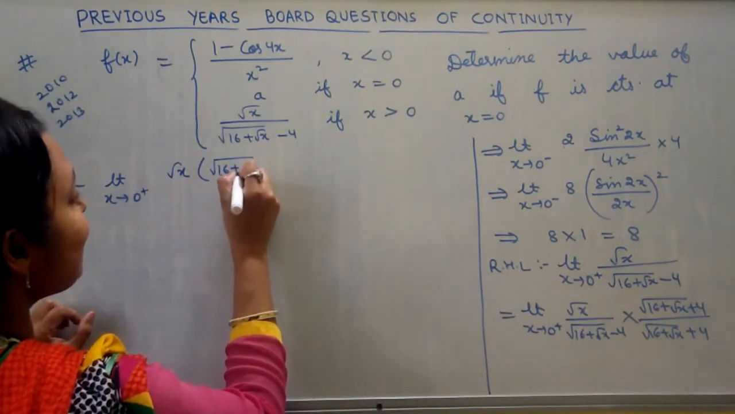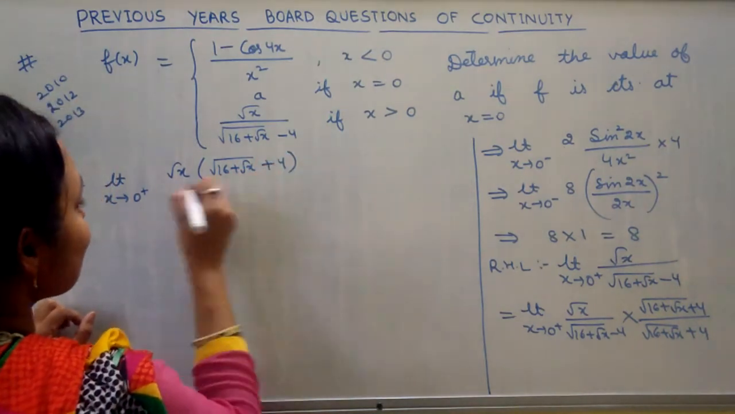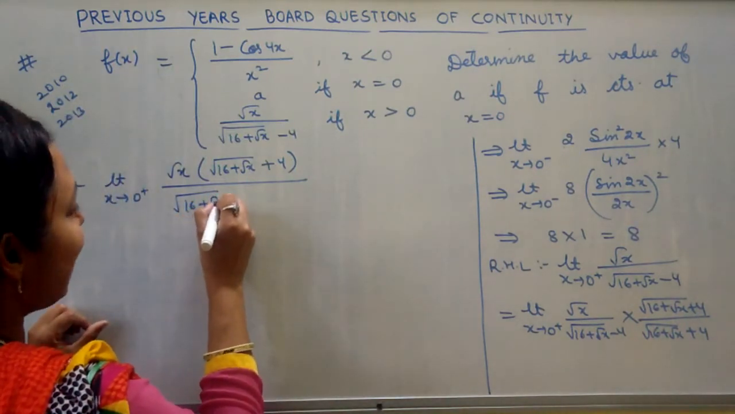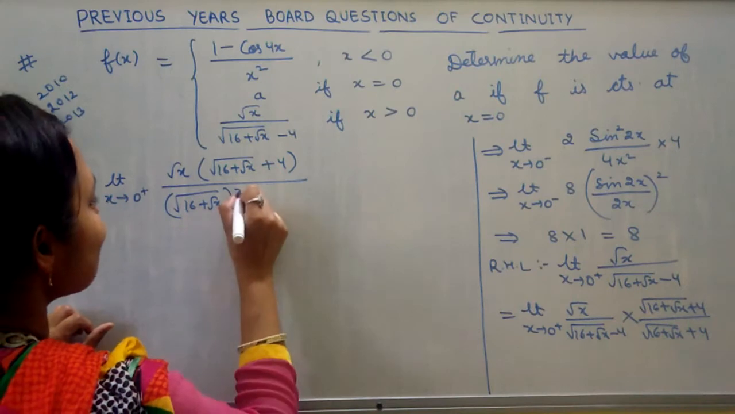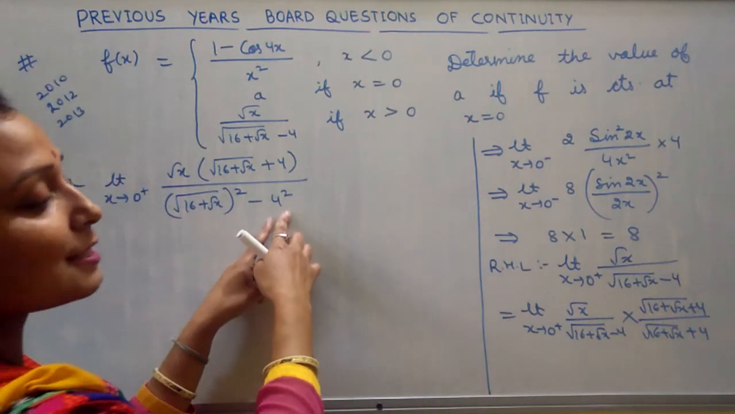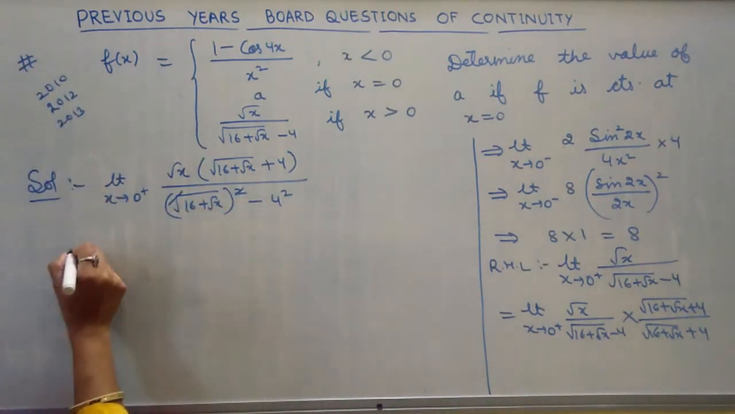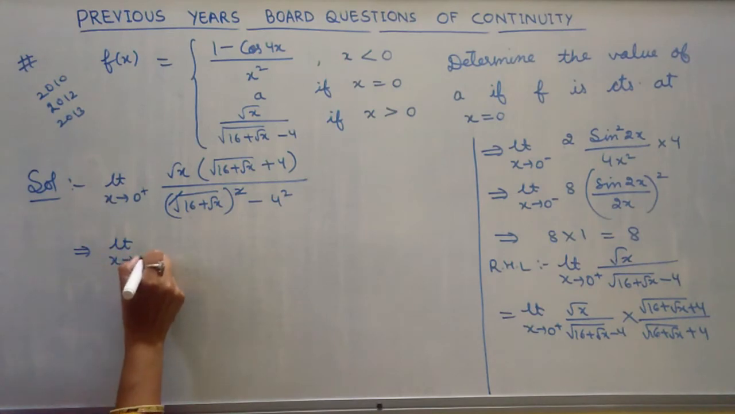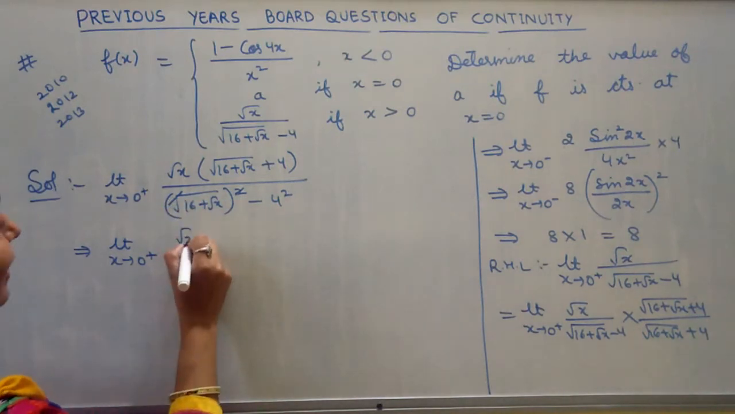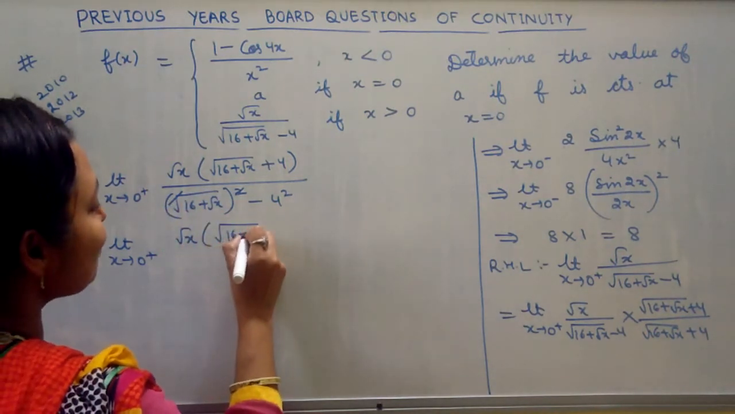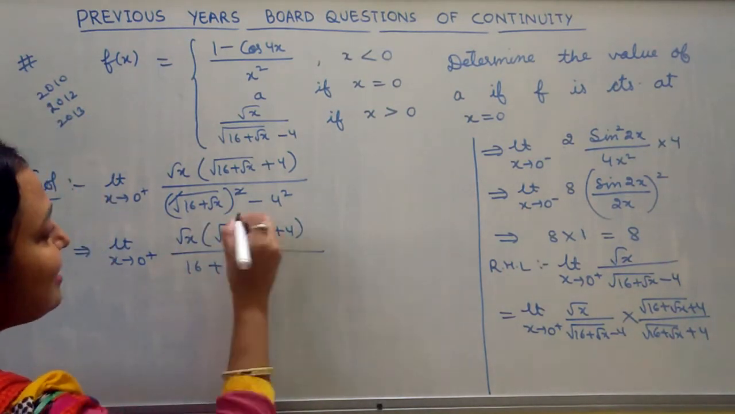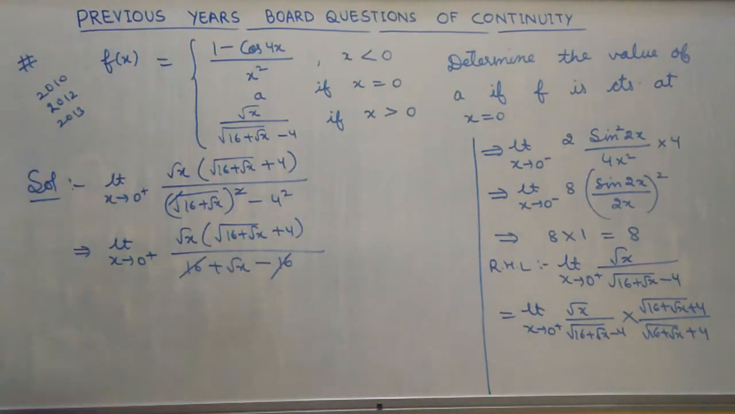Inside we have 16 plus root x plus 4 upon a minus b a plus b, that is 16 plus root x whole square minus 4 whole square. Okay, a minus b a plus b, a square minus b square. Square and root will cancel. I will get limit x approaches to 0 positive. I will have the value, that is root x 16 plus root x plus 4, and in the denominator 16 plus root x minus 4, 4s are 16. This and this will cancel.